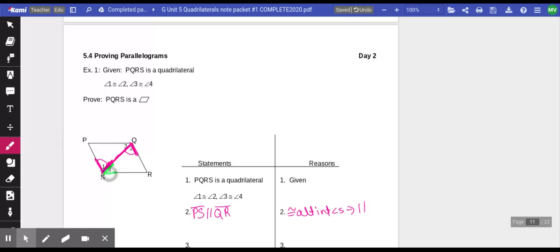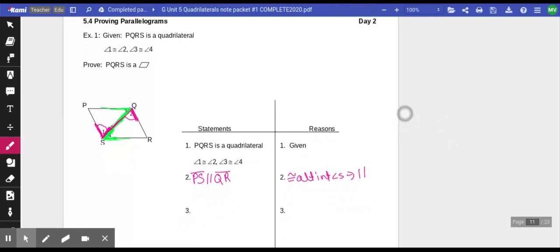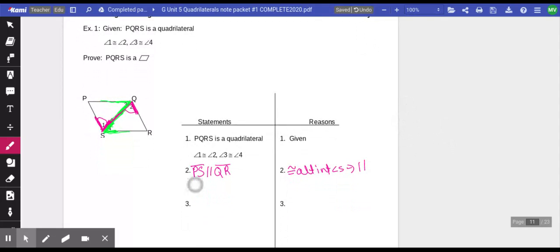angle 4 is here, and angle 3 is here. So again, they have the transversal of QS. That's the line that they both share. And the opposite sides are parallel. So that means SR is parallel to PQ. And it's for the same reason. So I can write it in the same step.